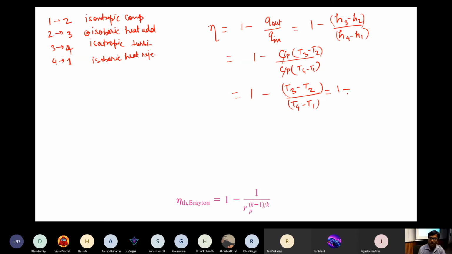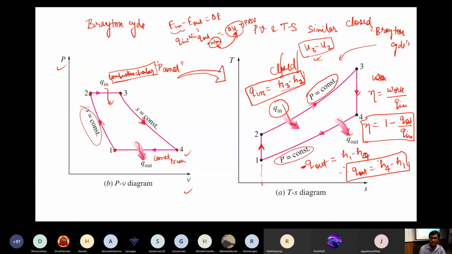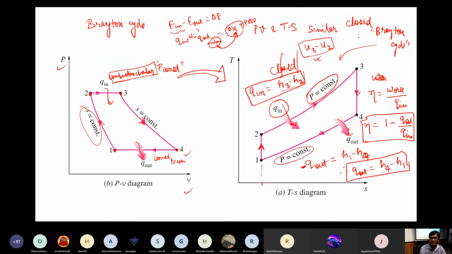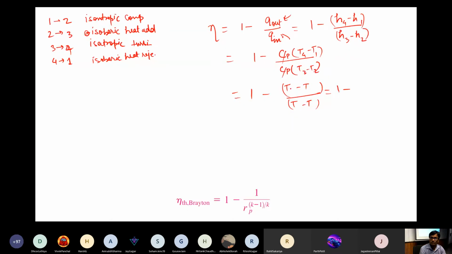So am I doing something wrong? Here it is Q out by Q in. So Q out is 4 minus 1. I made a mistake, so let me erase that. These things are wrong. You guys are not aware, it seems. You should be aware. So 4 minus 1 over 3 minus 2: 4 minus 1, 3 minus 2.